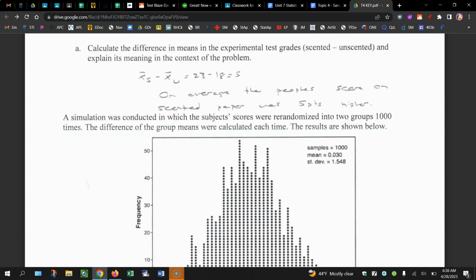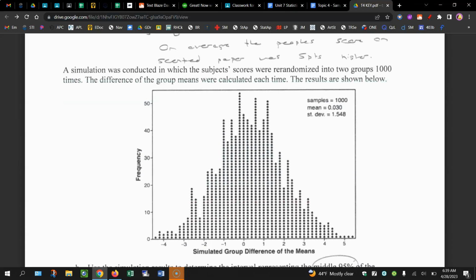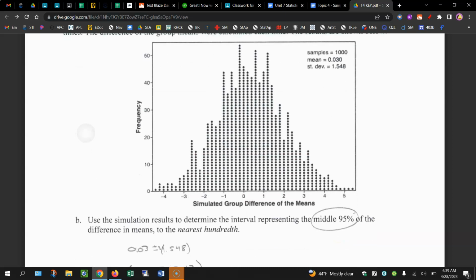So they did just re-randomizing all their scores 1,000 times, and you can see the difference is 0. That would mean if there was no difference. Now we want to look at the likelihood that they got 5 or higher. Actually, I'm getting ahead of myself. They actually want the confidence interval here.